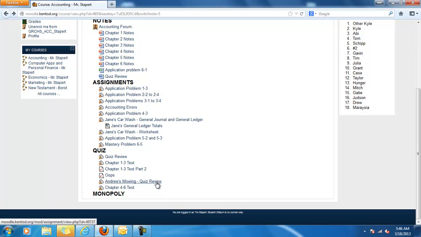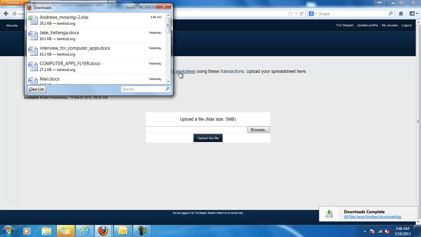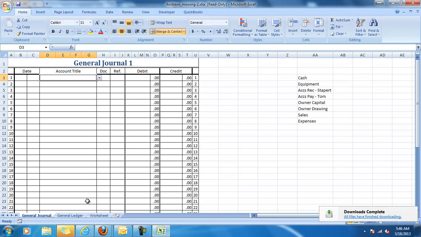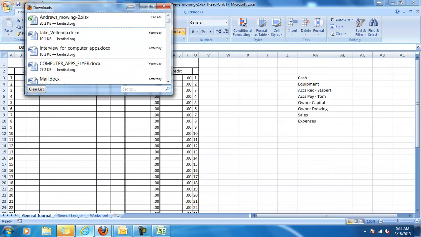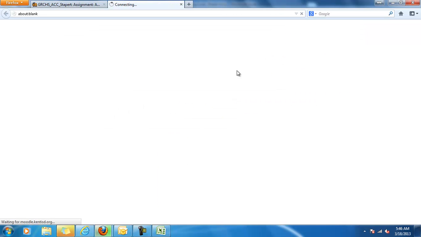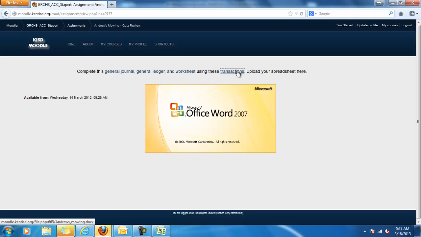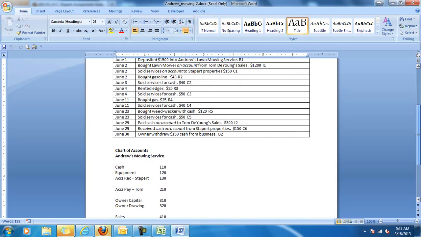When you click on that, you'll see that you have to complete this general journal, general ledger, and worksheet using these transactions. Those are both links. That first link opens up a spreadsheet, and on that spreadsheet you've got all three things you need: the general journal, the general ledger, and the worksheet. And then the transactions are a Word document. On the bottom of that you'll also see the chart of accounts.